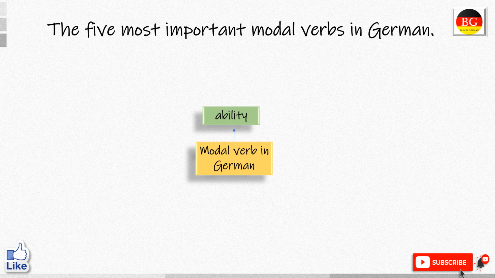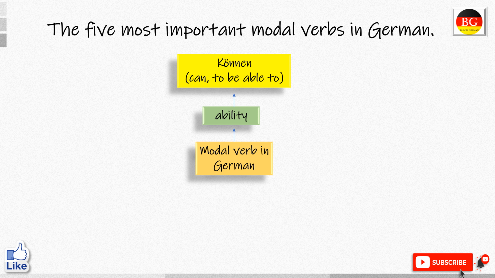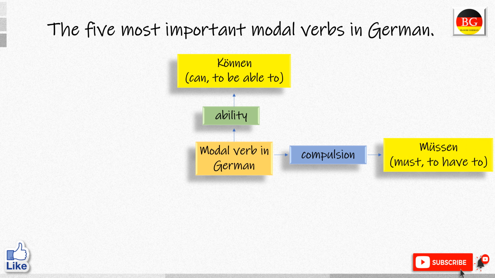Ability. First modal verb that showing the ability is können. Bedeutet can, to be able to. Next modal verb for compulsion. In German language, we are using müssen. For compulsion, we are using müssen. Bedeutet must, to have to.